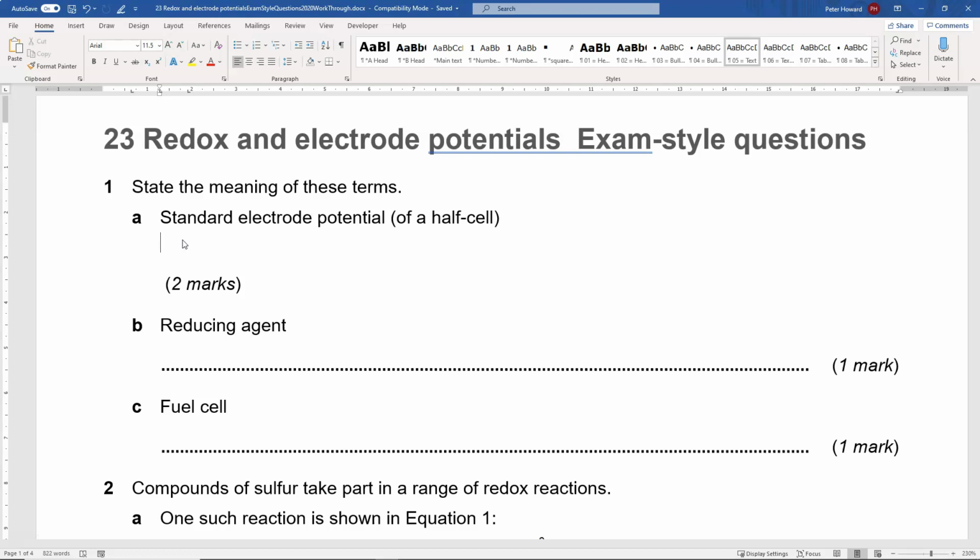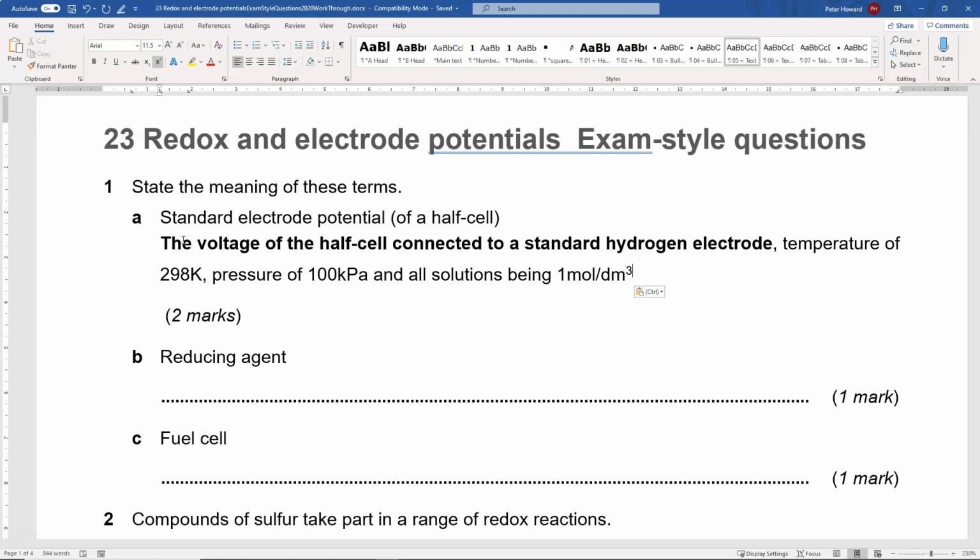So, standard electrode potential. What is the standard electrode potential of a half cell? This is the voltage of a half cell when it's connected to a standard hydrogen electrode. And then obviously we need to state the standard conditions. So pressure of 100 kilopascals, which is also the same as 1 bar, a temperature of 298 Kelvin, which is 25 degrees centigrade, and all solutions having a concentration of 1 mole per decimeter cubed.